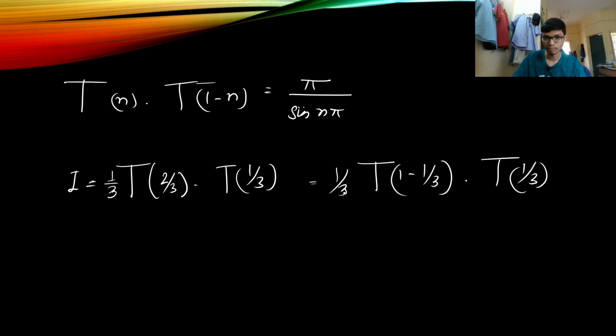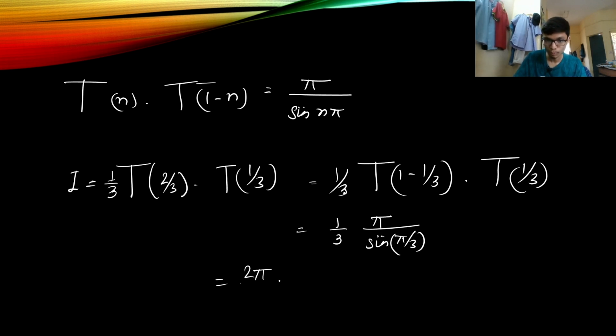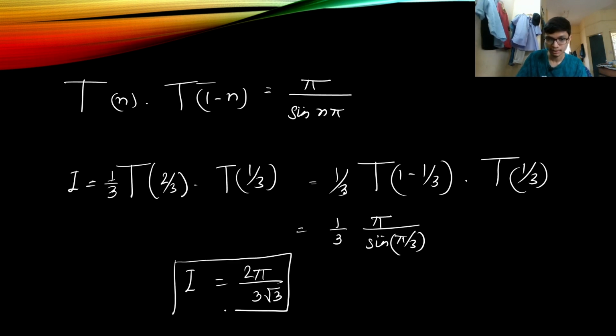This form simply assumes gamma of n into gamma of 1 minus n, which is basically 1 by 3 times pi divided by sine of pi by 3. We know sine of pi by 3 is equal to root 3 by 2, so that becomes 2 pi by 3 root 3. So this is the final value of the integral, and that is the answer to this problem. Alright, thank you.